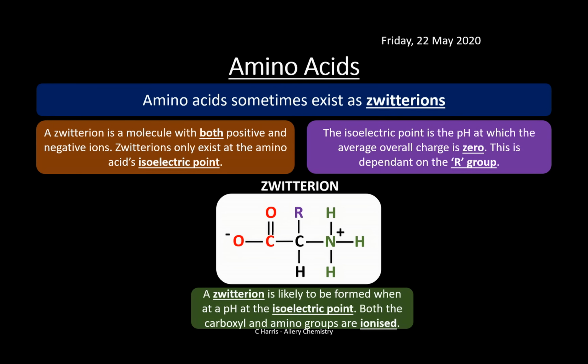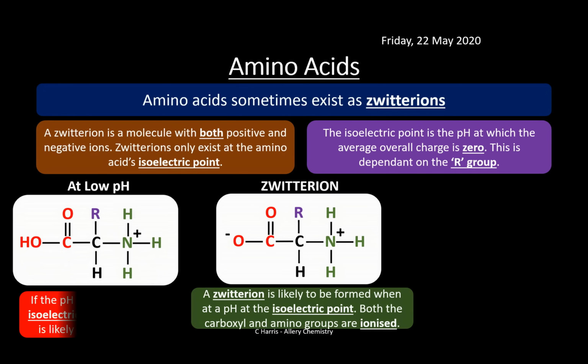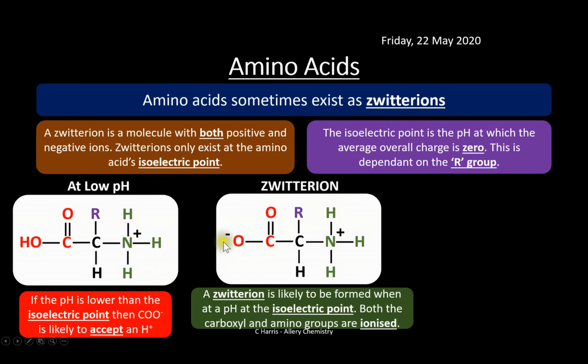So let's assume, at low pH, what happens to this ion? In other words, in acidic solution. If we put this into acidic solution, we have a high concentration of H+ ions. The H+ ions are now going to react with the O- on the carboxyl group, and so we have OH. Now we have our full carboxylic acid. So this is if the pH is lower than the isoelectric point. This is what we get.